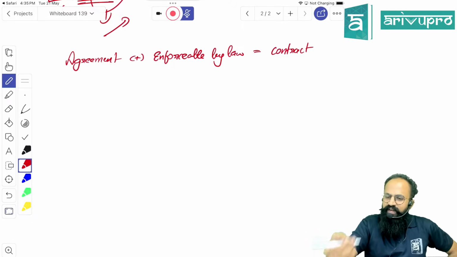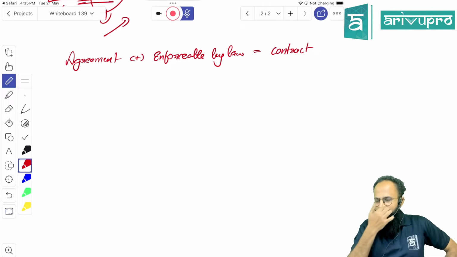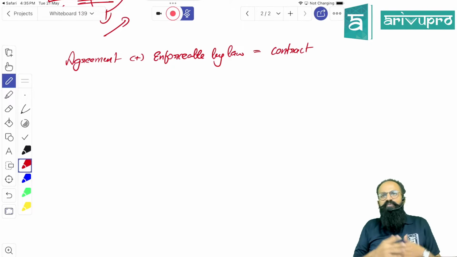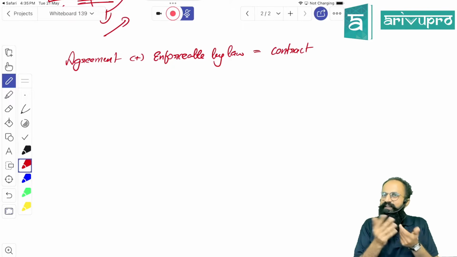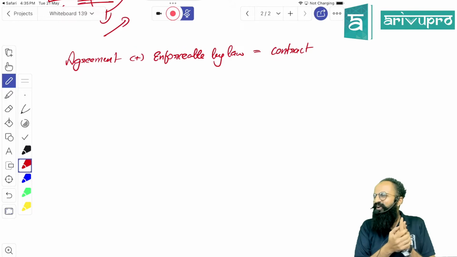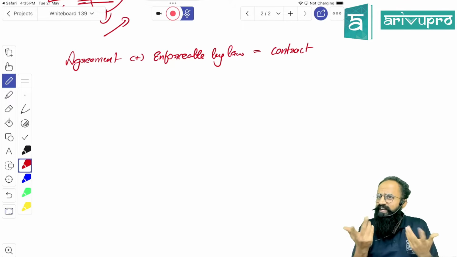Now let us try to understand. You guys said an agreement enforceable by law is a contract, all of this is correct. First of all, why do we have this contract act in our syllabus? Forget syllabus. What is the purpose of the contract act in India at least? Why do we need the Indian Contract Act?